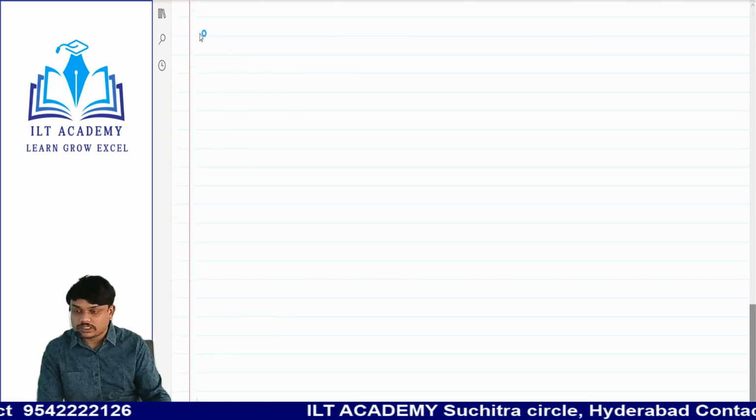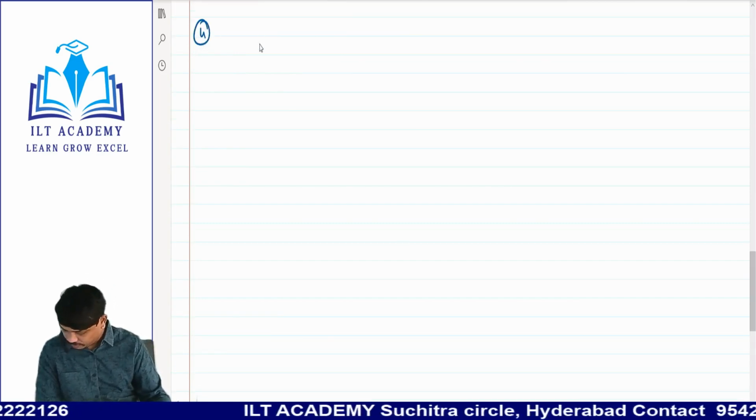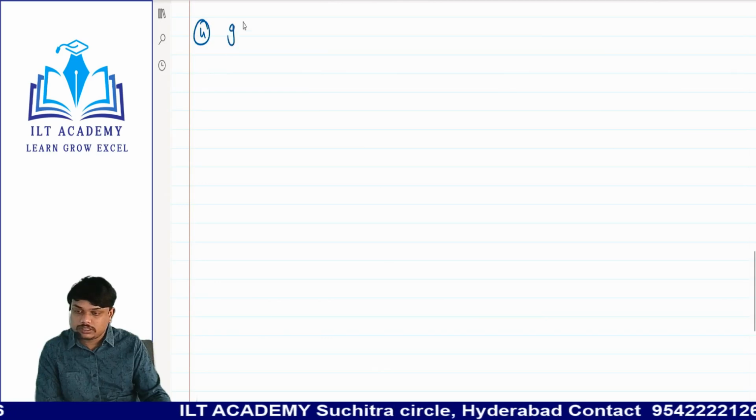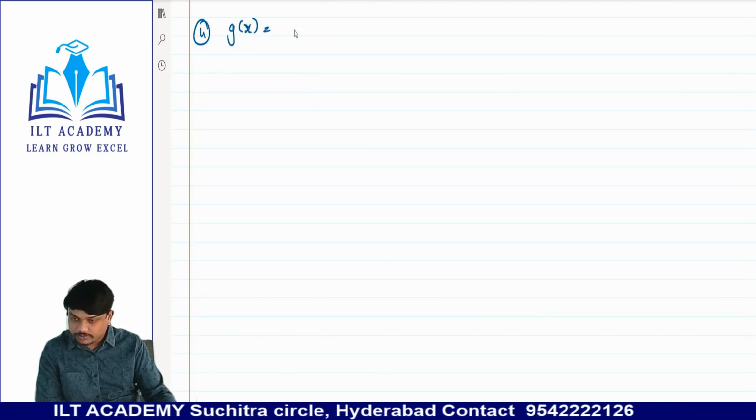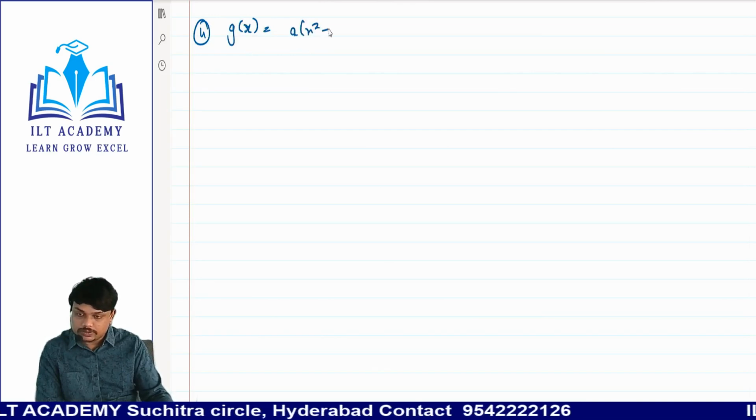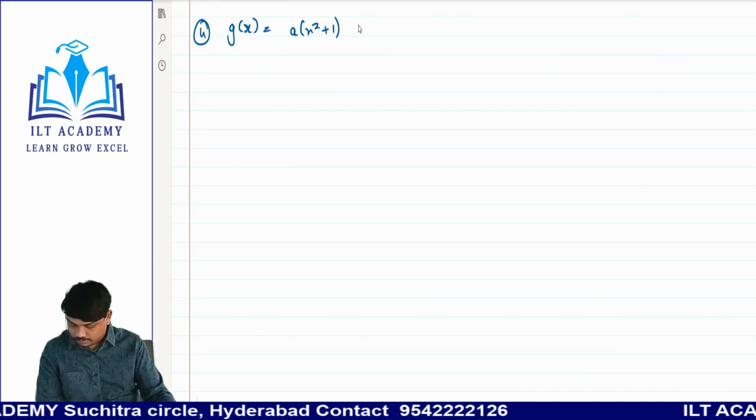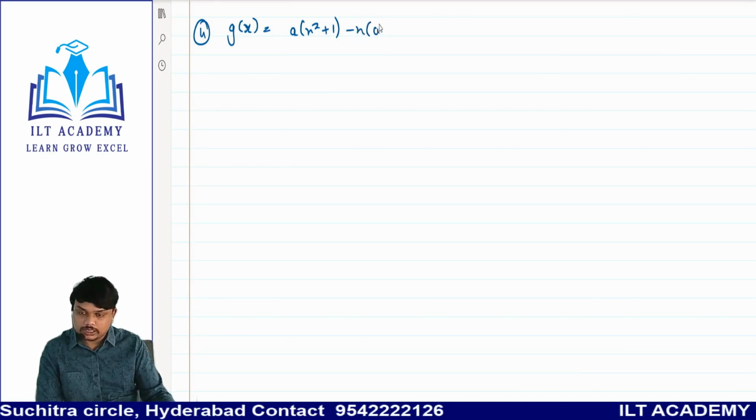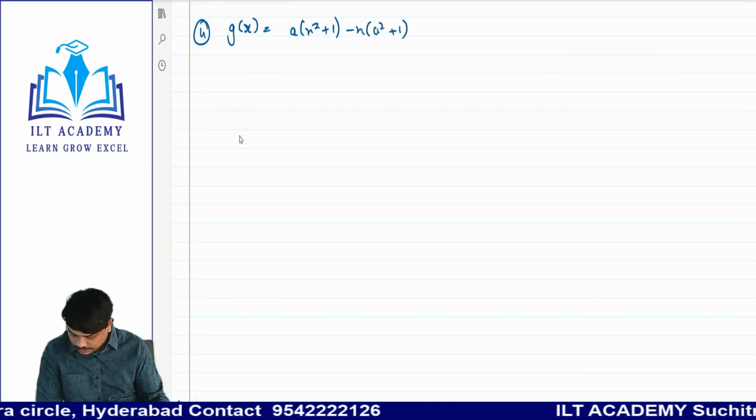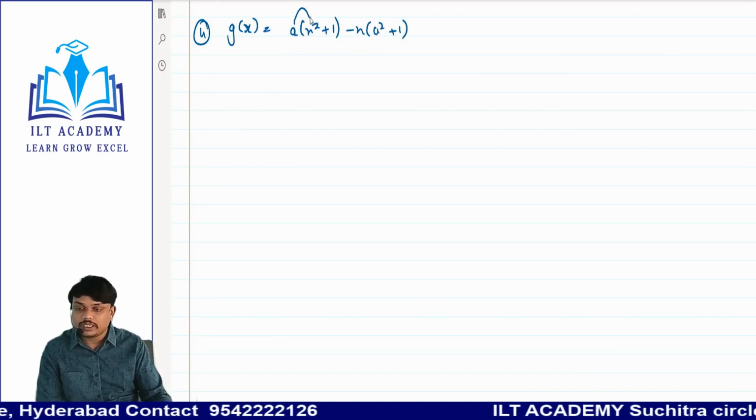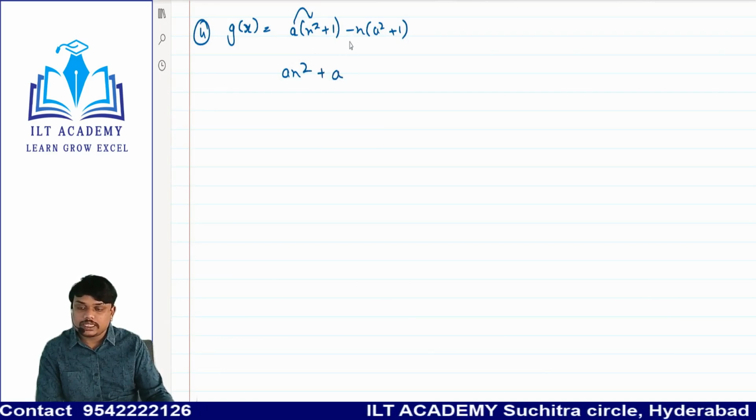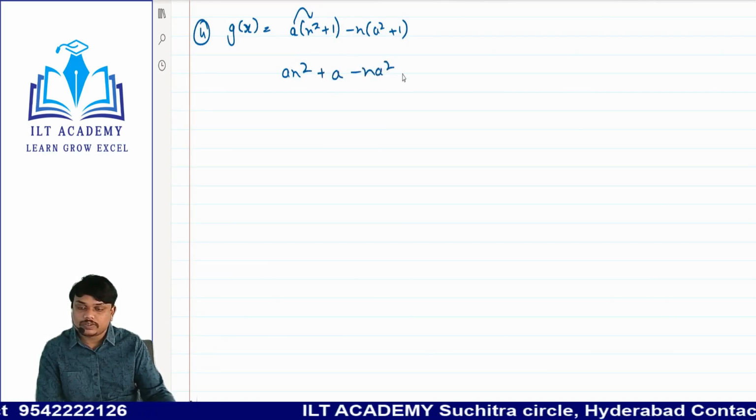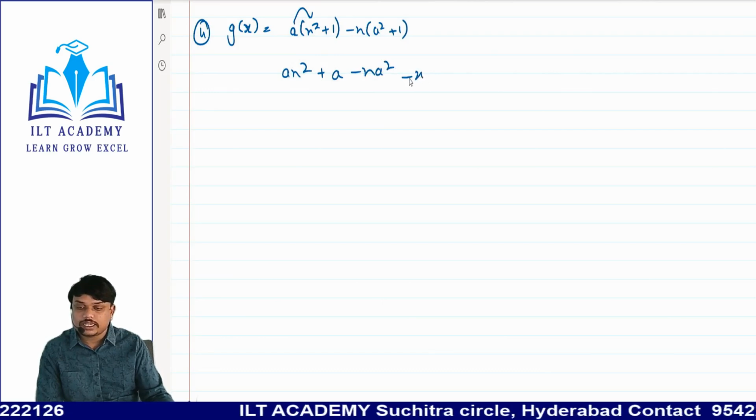अब देखो फोर्थ वाला. E of x is equal to a into x square plus 1 minus x into a square plus 1. In this case, what we need to do? Now a into this is nothing but ax square. A into 1 is a minus x into a square minus x.